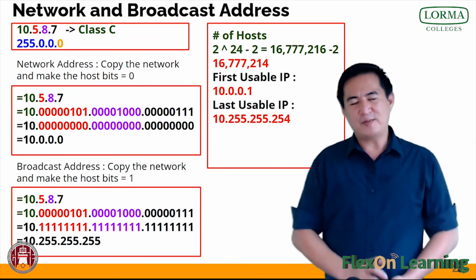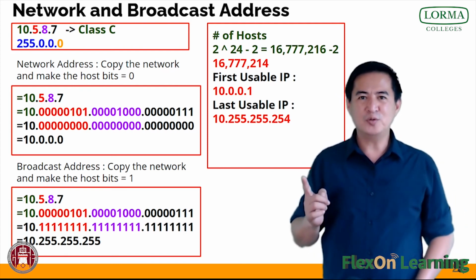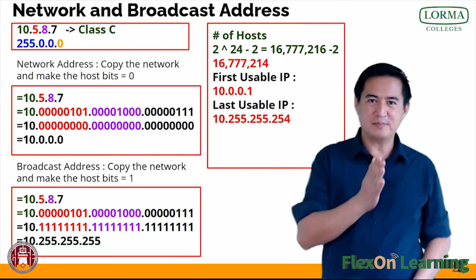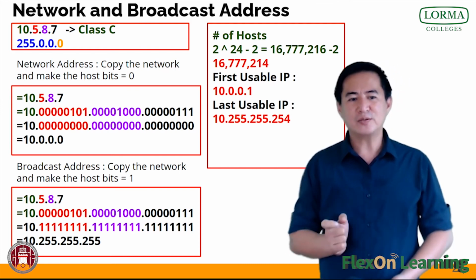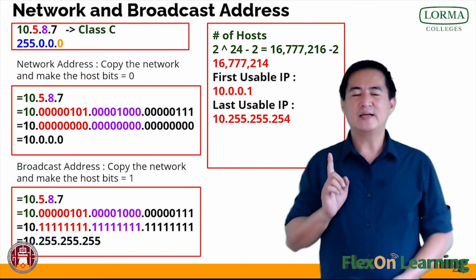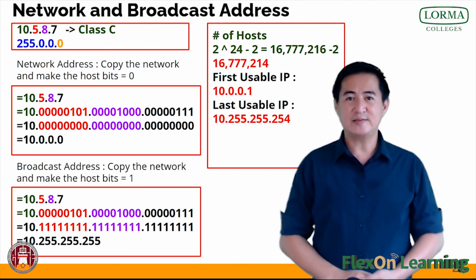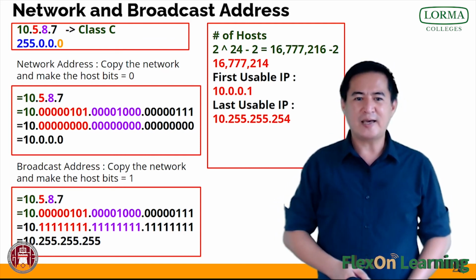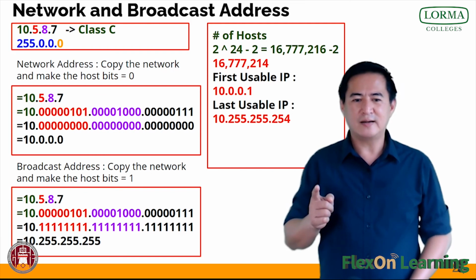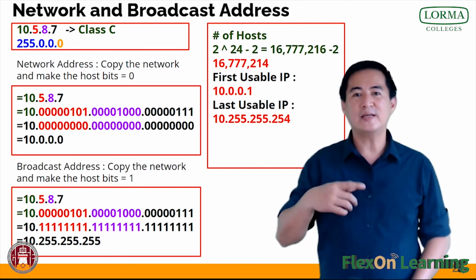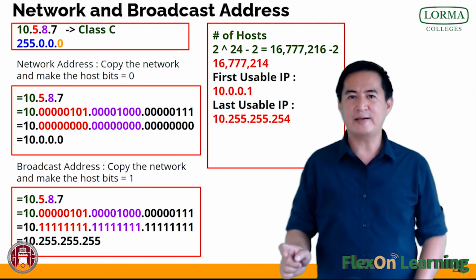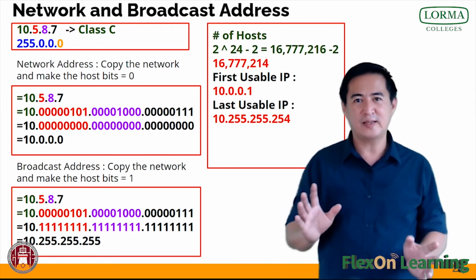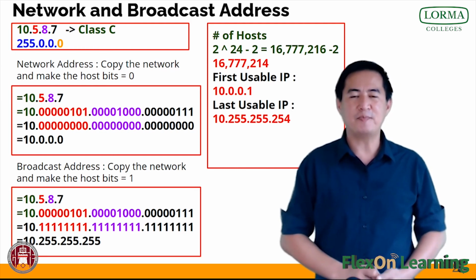Okay, so can you figure out already how many IP addresses can be assigned in that network? To compute for the number of hosts, the same procedure, 2 raised to 24. So why 24? Because you have 3 octets, 8 plus 8 plus 8, that's 24, minus 2. What's the minus 2 again? That represents your network and broadcast address. They are not part of the usable IP. That means you cannot assign the IP address 10.0.0.0 to any computer, nor can you assign 10.255.255.255 to any computer. Those are not usable IPs because they have special purposes.